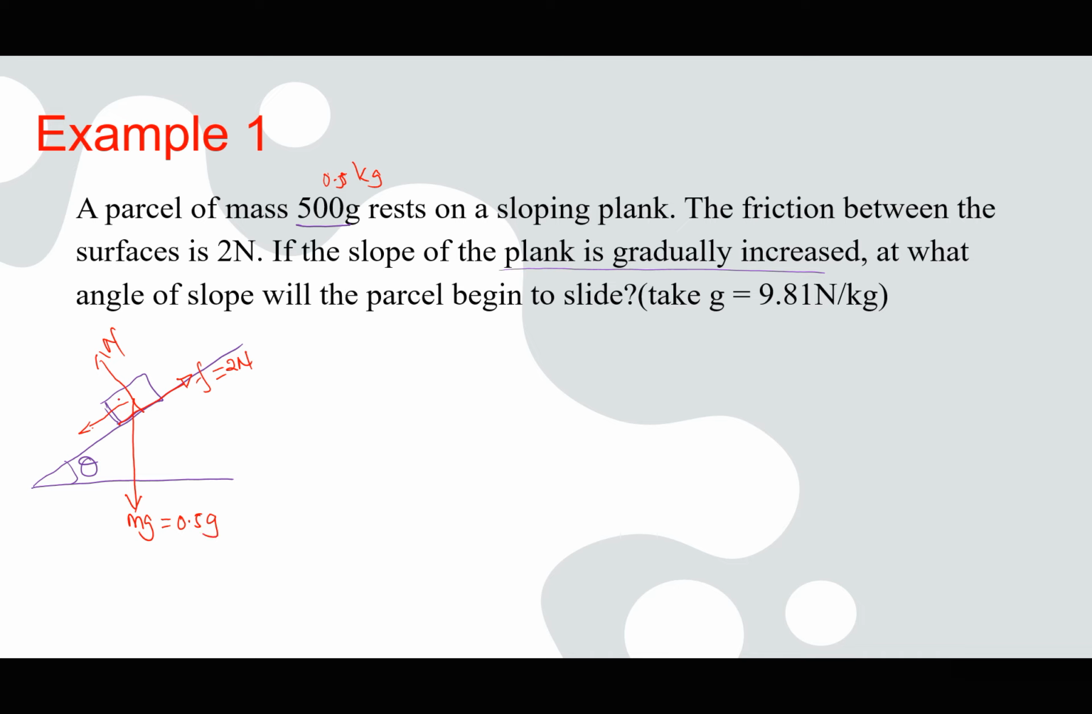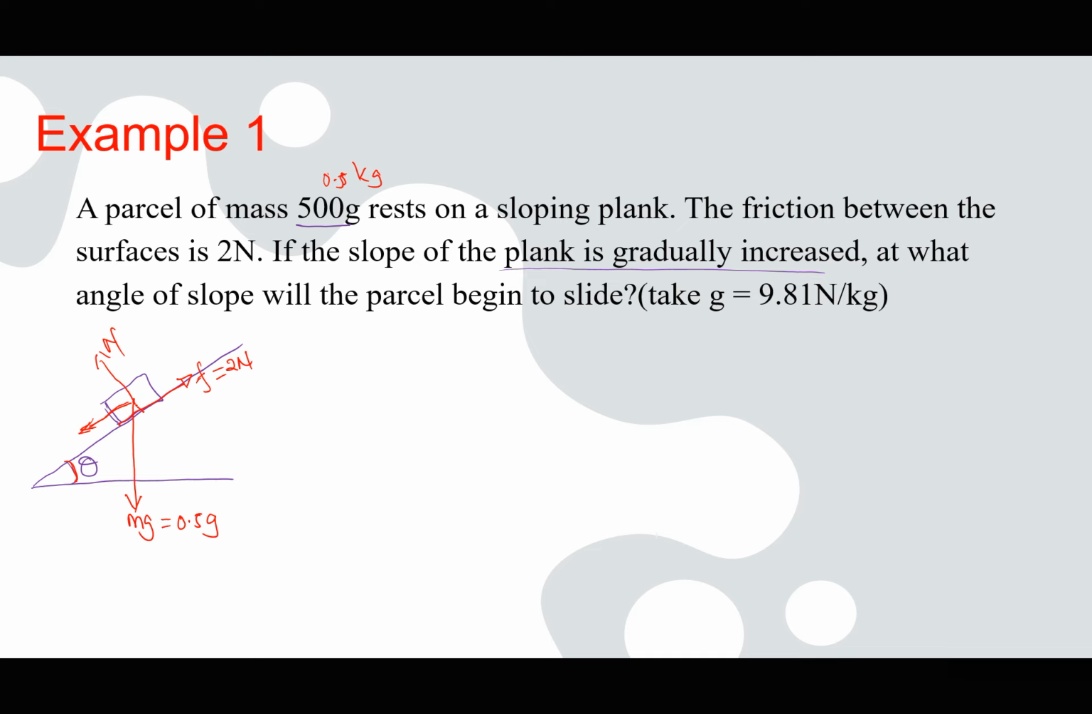So the plank is raised until an angle theta where the parcel just begins to slip. Where it just begins to slip. That means before it starts slipping, there is equilibrium. So at equilibrium, the frictional force is going to equal the component of the weight which acts down the slope.